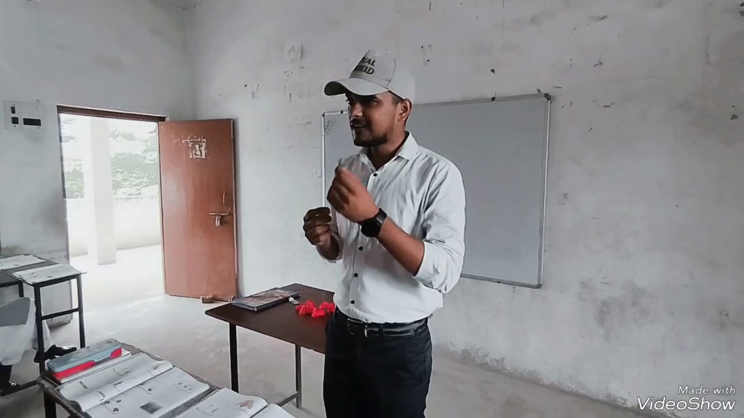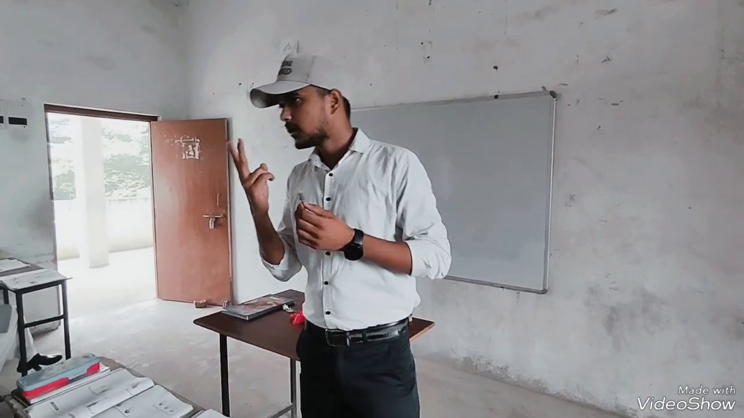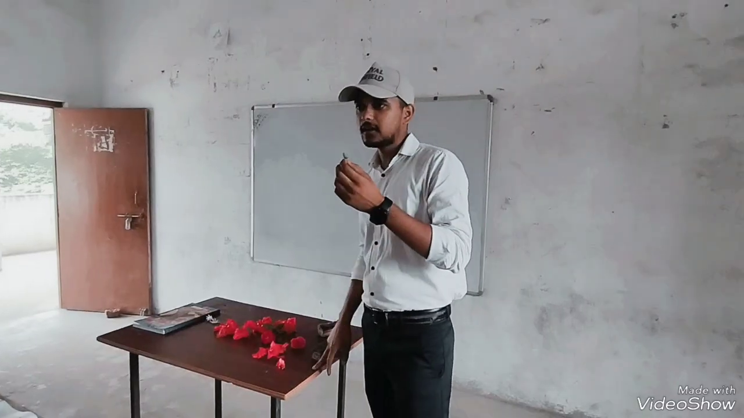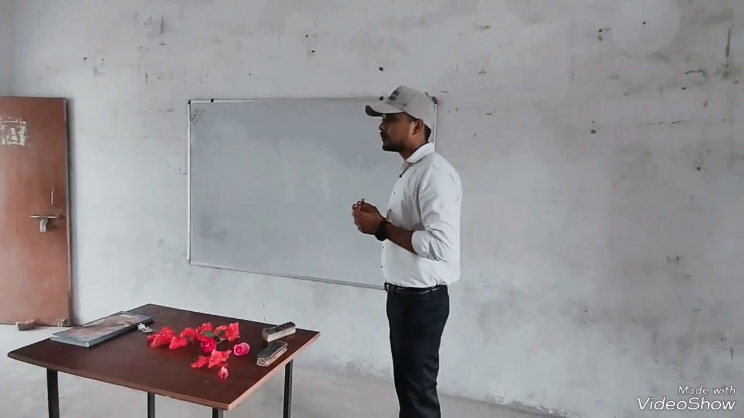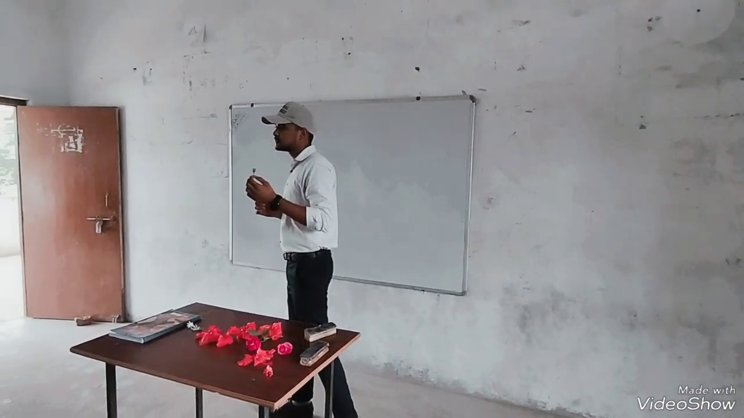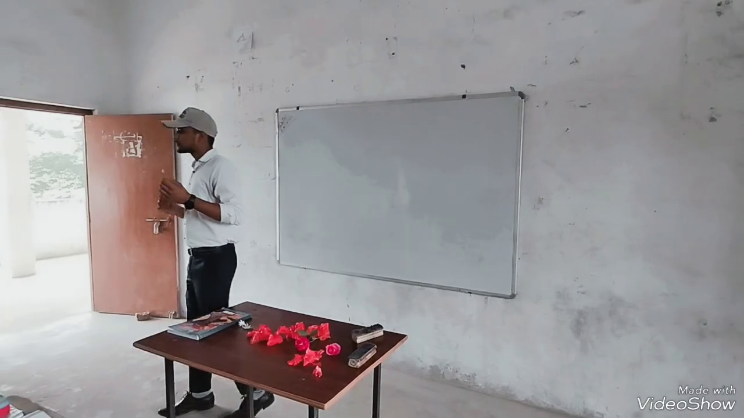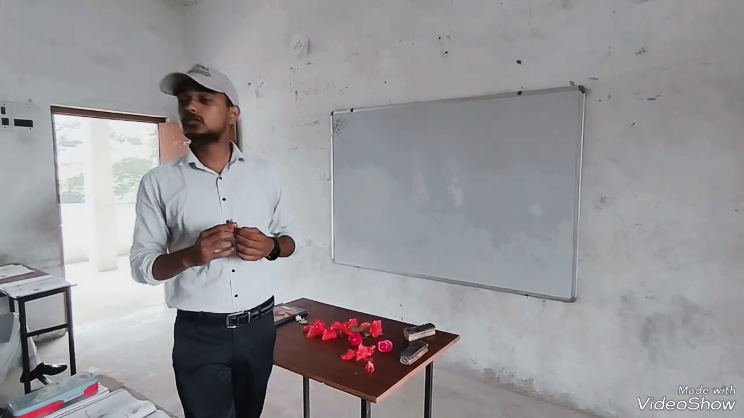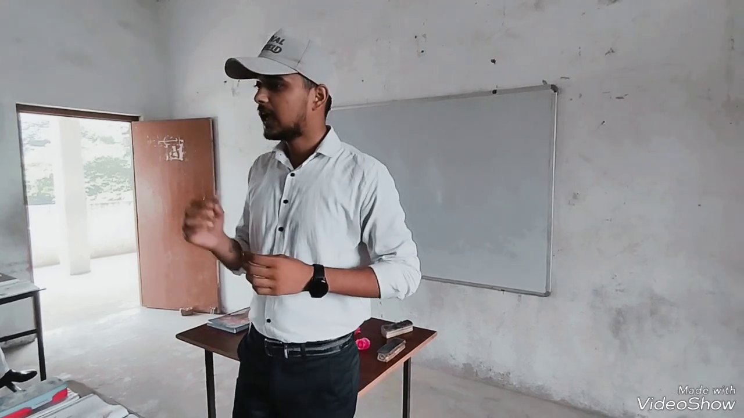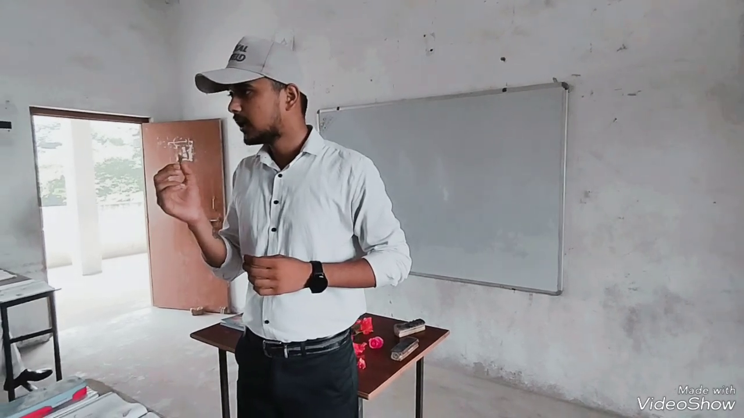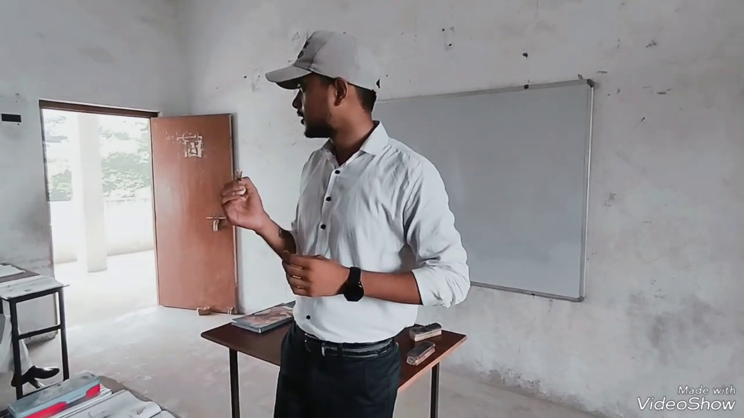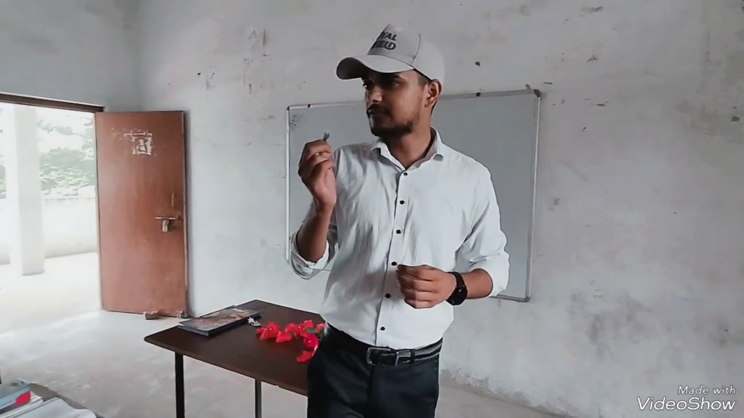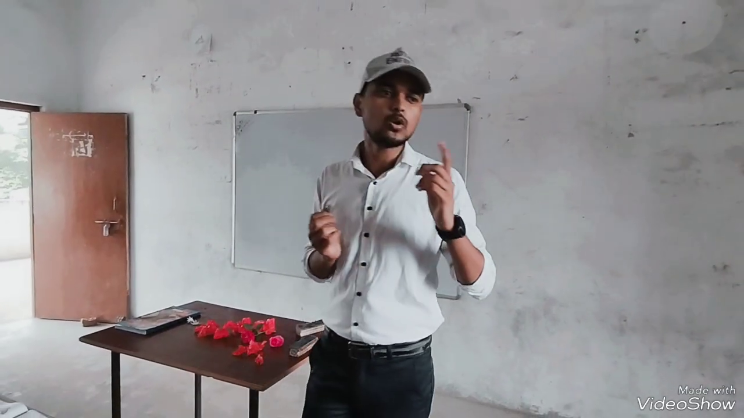When male gametes and female gametes are combined together, there are two methods by which they combine. The first one is what? Self-pollination, and the second one is cross-pollination. Self-pollination happens in those flowers where the anther and stigma are present in the same place, and both of them are combined together in the same ovary, right?